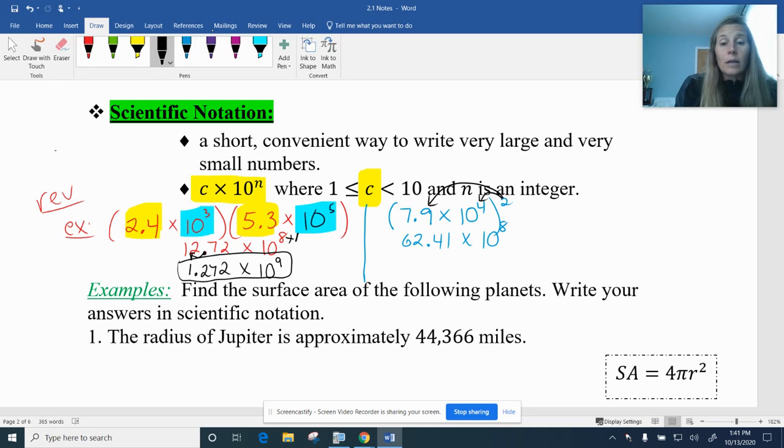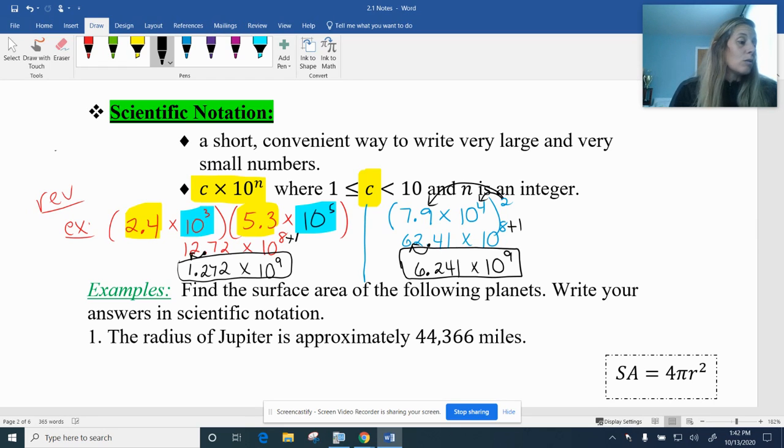Now, again, you got to check because this is no longer in scientific notation because the decimal is in the wrong place. So I have to change my 62.41 to just 6.241. And since I made that number smaller by moving the decimal once, I'm going to make this bigger by adding 1, and that becomes 10 to the 9th.